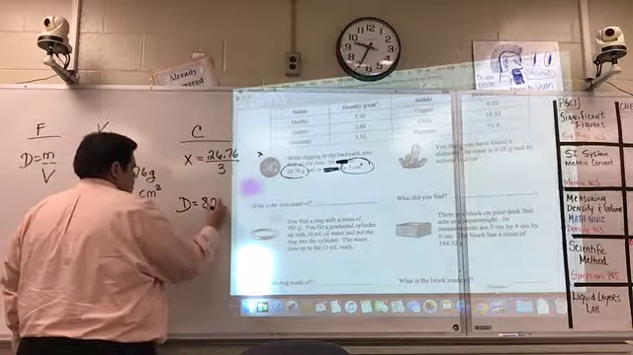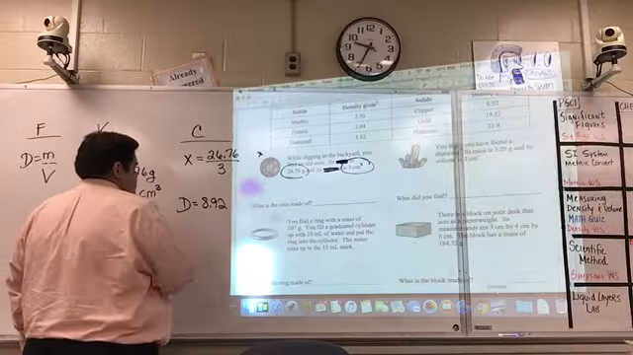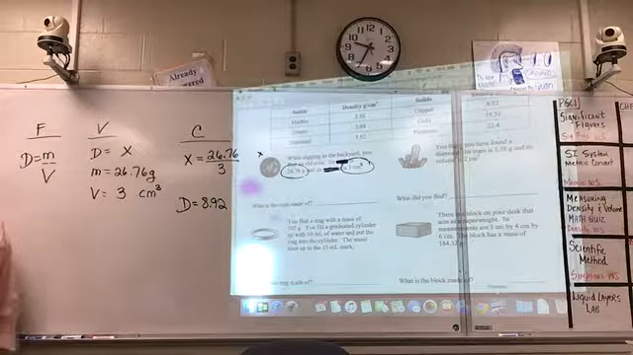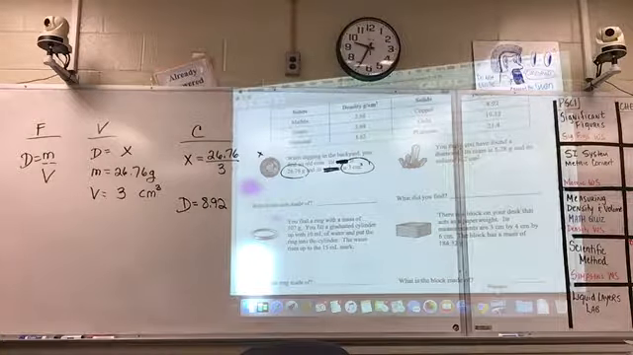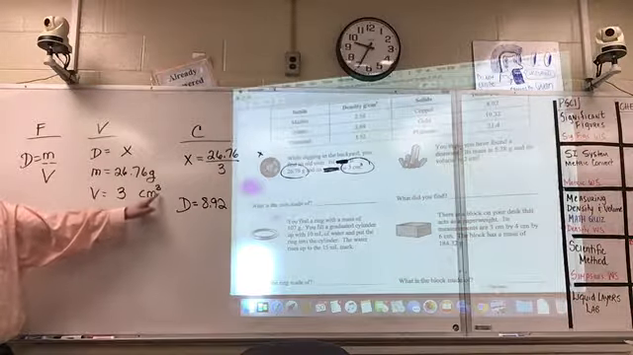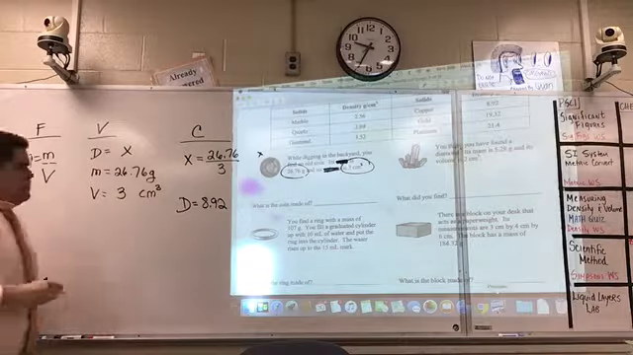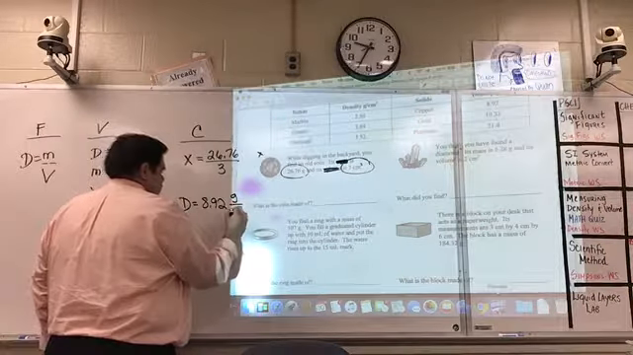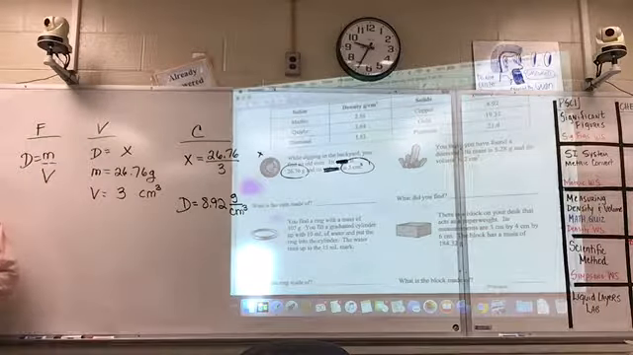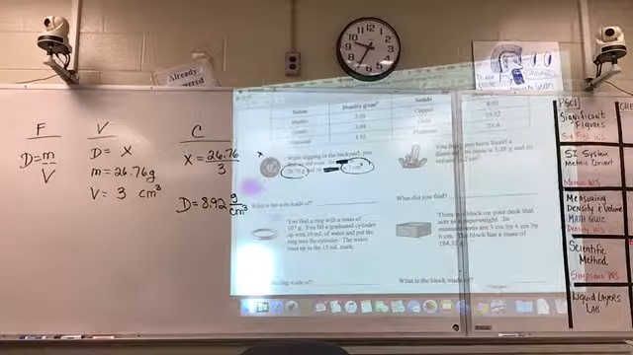8.92. Okay. What's the unit going to be? Grams over centimeters cubed. Okay. That's the unit of measurement. And now here is why test number 1 for all of my classes will be so low.